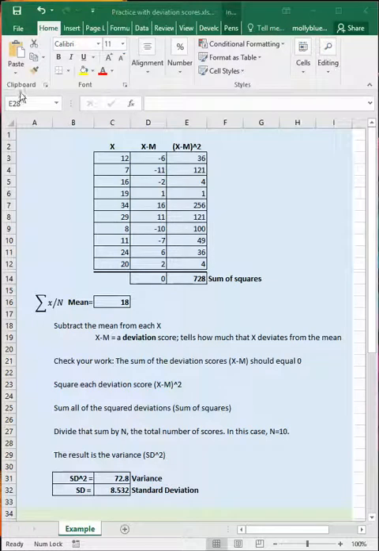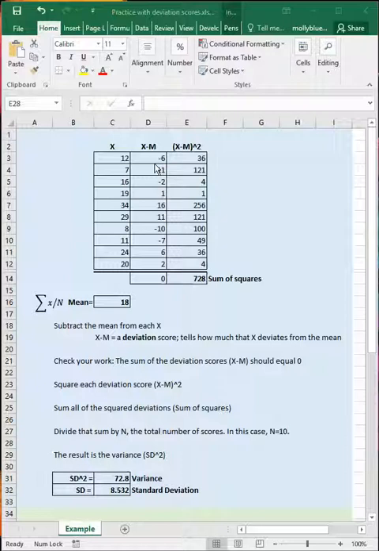Some of you may be wanting to try Excel to do these problems, and that's good. We're not going to concentrate on doing the calculations as much as we are the ideas, but it's nice to have another tool to help you with this stuff. When you're setting up a table to find your deviation scores, these are the deviation scores right here because they tell us how much each x deviates from the mean.